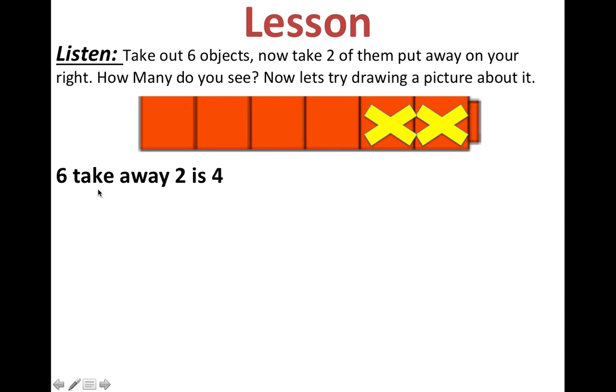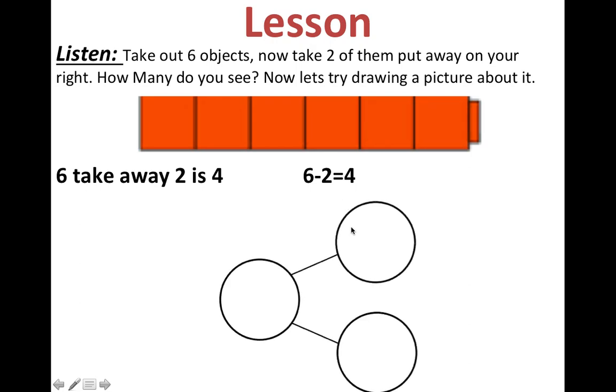Again, 6 take away 2 is 4. And the number sentence goes 6 minus 2 equals 4. Again, 6 minus 2 equals 4. Now I'm going to do it in a number bond.